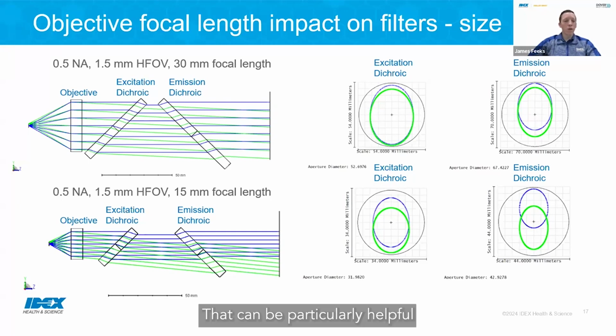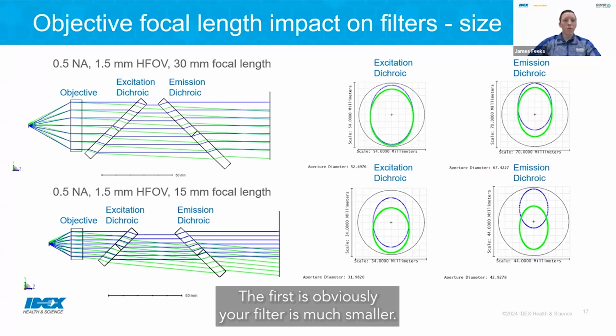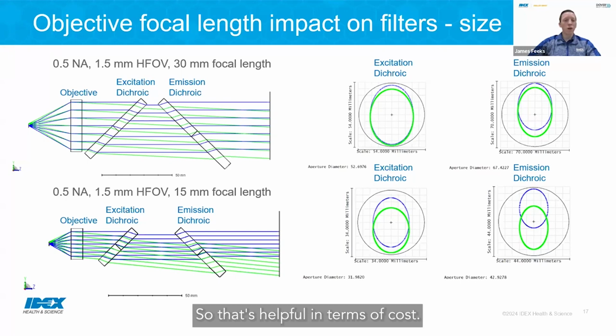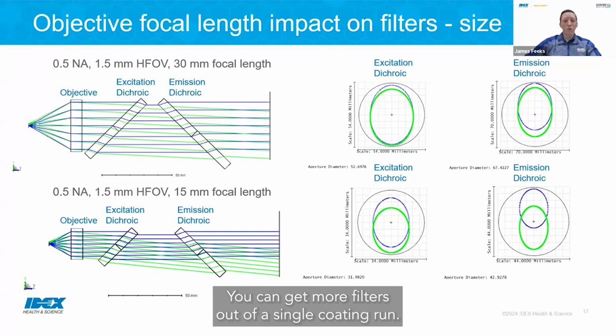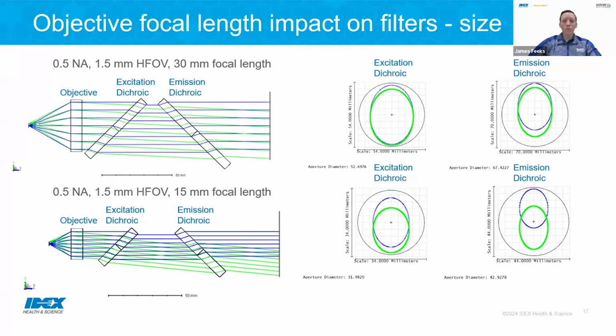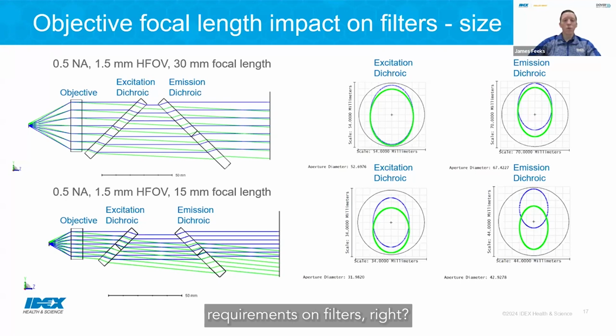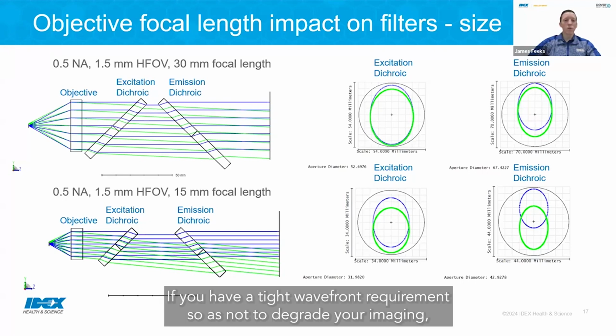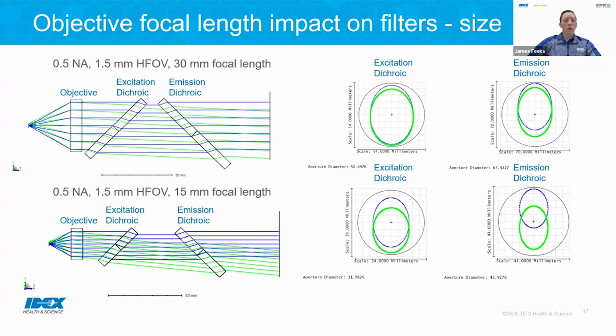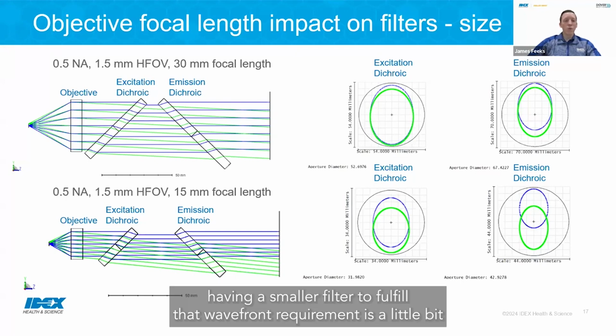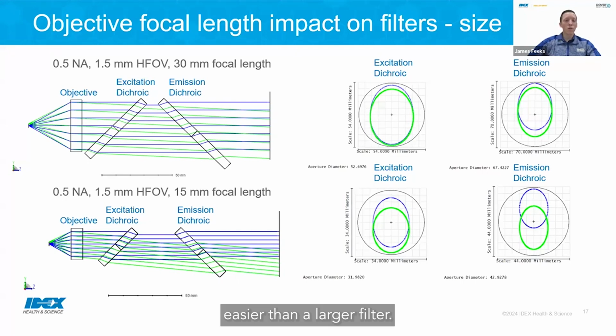That can be particularly helpful for two reasons. The first is obviously your filter is much smaller, so that's helpful in terms of cost. You can get more filters out of a single coating run. And secondarily, it's pretty helpful for wavefront requirements on filters, right? If you have a tight wavefront requirement so as not to degrade your imaging, having a smaller filter to fulfill that requirement is a little bit easier than with a larger filter.